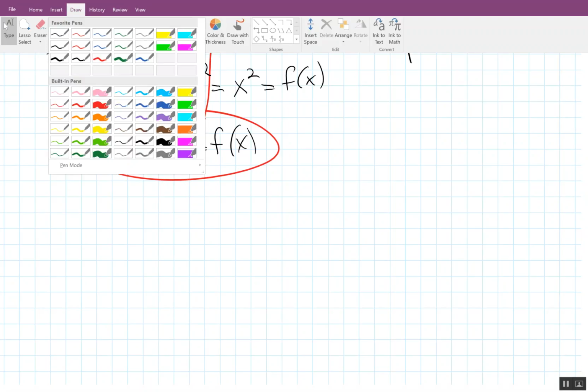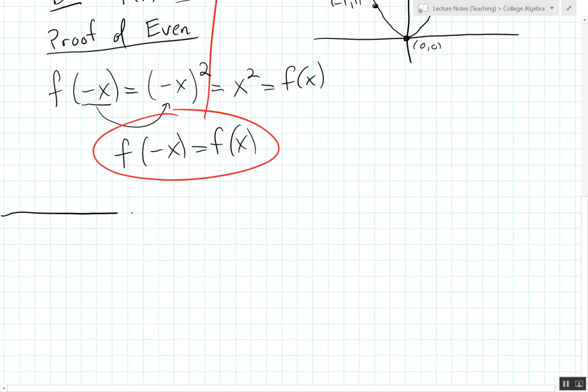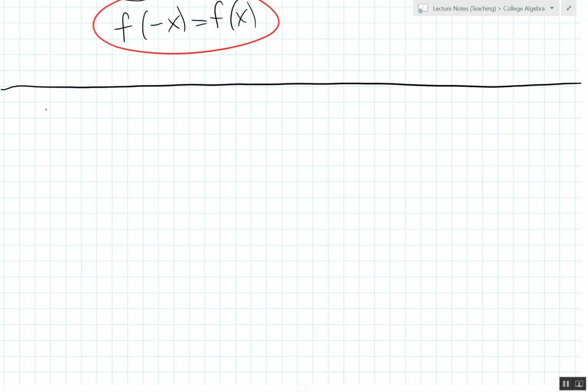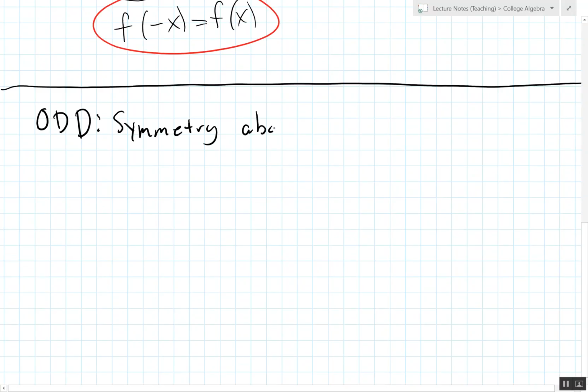So now let's look at odd, and then we'll be done with it. And then we'll have one more example, and we'll be done with this video. So odd. Odd is symmetry about the point 0, 0. So the previous example, the even functions, they were just equal distance from the y-axis. Now we're going to have a pair of corresponding points that are going to be equal distance from the origin only.